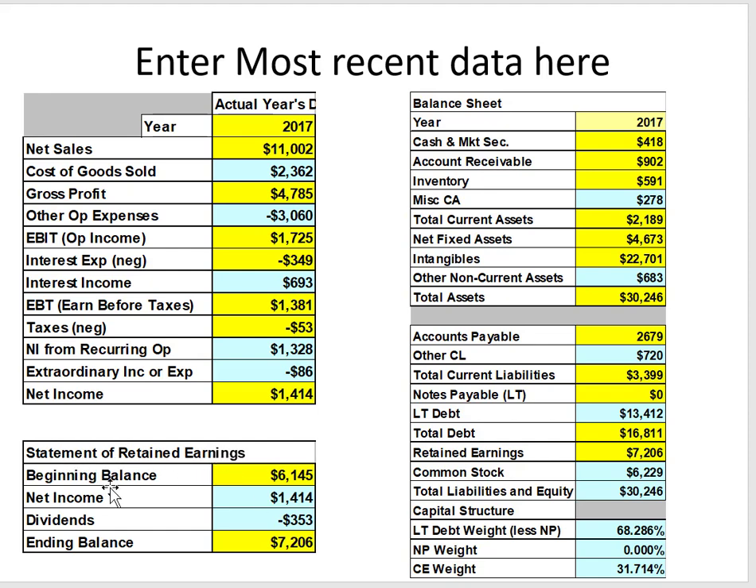So here you can see our statement of retained earnings. We paid out $353 of dividends, but net income was $1,400. So there's just a little bit over $1,000 that increased retained earnings. So the retained earnings here already reflects the investment of retained earnings for this year. Likewise, next year, when we predict the next year, retained earnings, the internally generated capital of the company, are assumed to already have been invested.